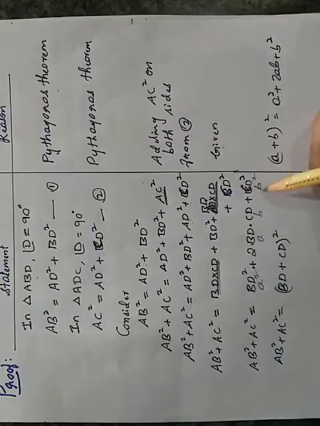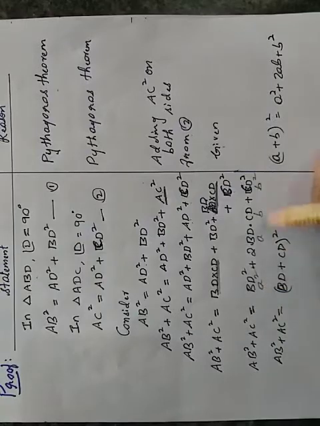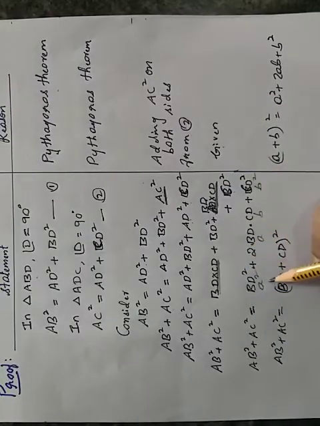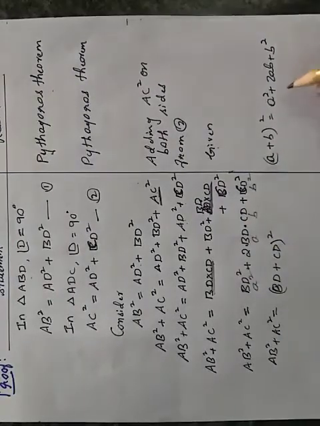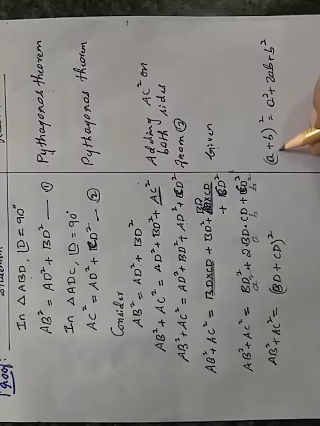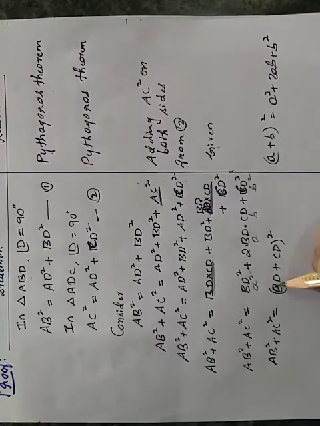plus what is left out, CD square. So BD is A, CD is B, that is, this whole right hand side is in the form of A square plus 2AB plus B square. The formula A square plus 2AB plus B square is (A plus B) whole square. So that is what I have used, that is equal to (BD plus CD) whole square.